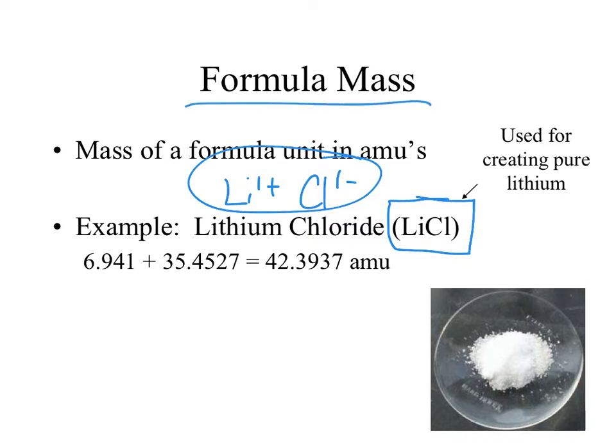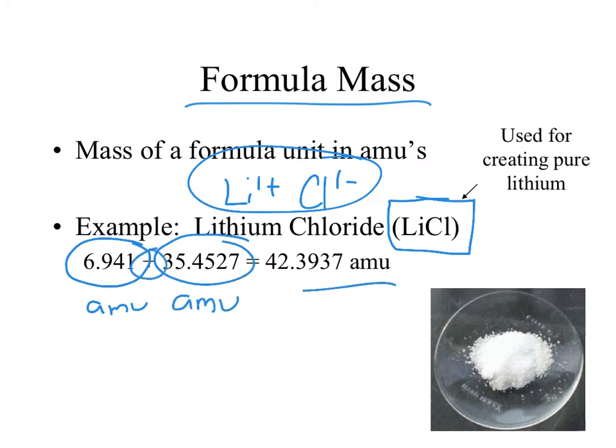But in the end, to find the formula mass of lithium chloride, you add up the mass of lithium in AMUs and the mass of chlorine off the periodic table in AMUs, and that is your overall formula mass, 42.3937 atomic mass units. All right, and lithium chloride is actually a white salt that's going to be found naturally on the planet, and that's how we mine and eventually do a reaction to get pure lithium.